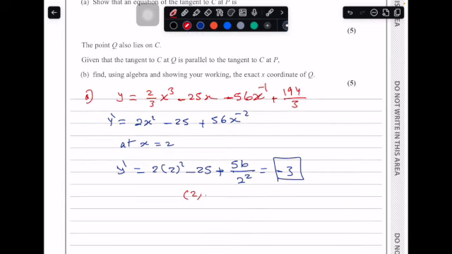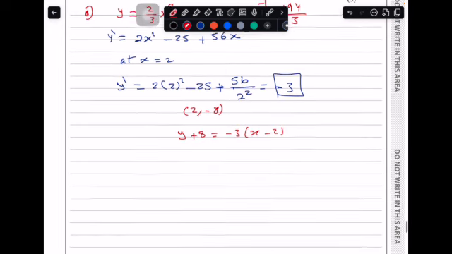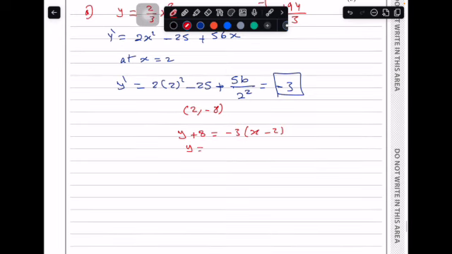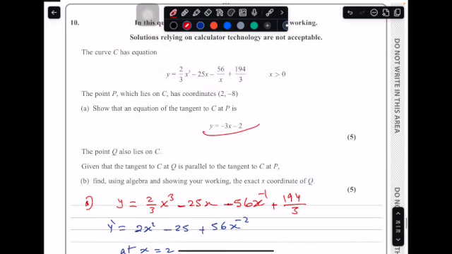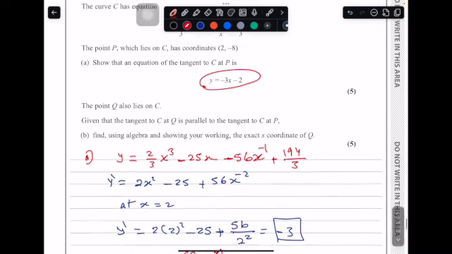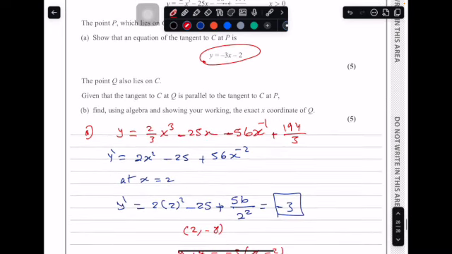Using the point 2 and negative 8, get the equation of line, y minus y1. So it's y plus 8 equals negative 3 times x minus 2. So y is equal to negative 3x plus 6 minus 8. So y is equal to negative 3x minus 2. And this is the equation of the line, and this is why we have only 5 marks for it.